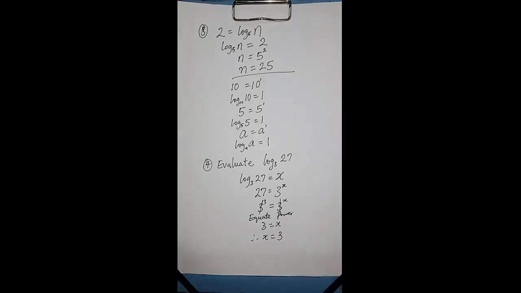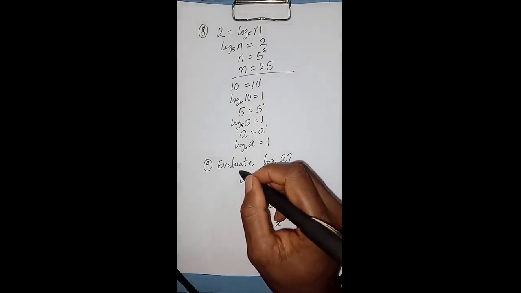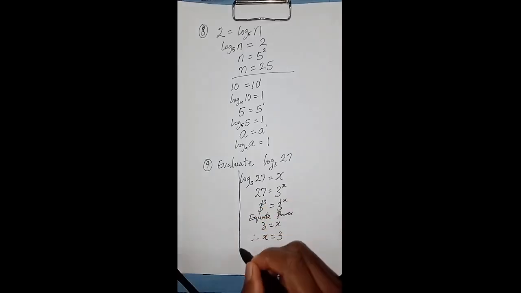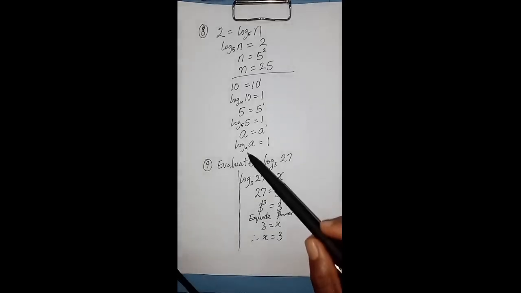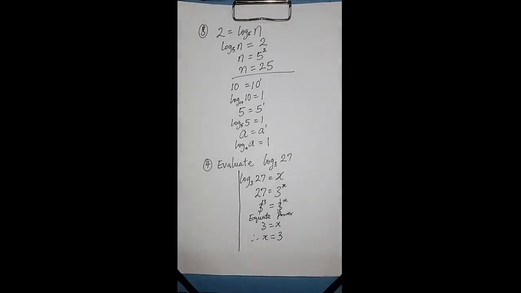That's easy. But let's assume I don't want to follow this method. What is another method I can use to solve this? In applying what I have just mentioned here, that log 10 to base 10 is 1, log 5 to base 5 is 1, log 8 to base 8 is 1. It doesn't really matter what the base is and the number that is there. As long as they are the same, they are equal to 1.